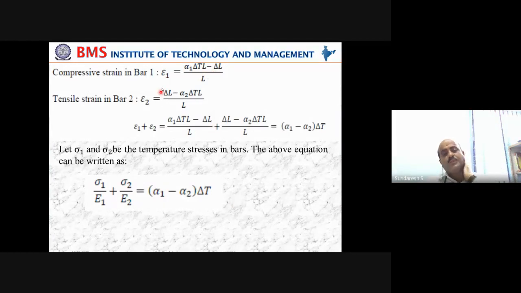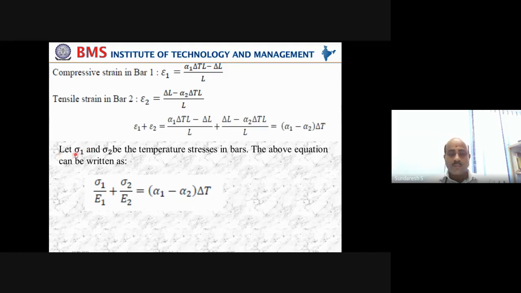So epsilon 1 and epsilon 2 we have got. When you add these two strains, you get an expression for the total strain in material 1 and 2, or we can say in the composite bar, right? So alpha 1 minus alpha 2 into delta T. So this is epsilon 1 plus epsilon 2, right?